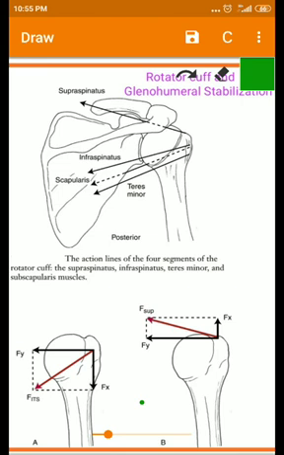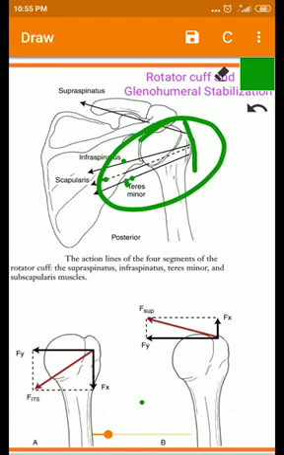Okay, so now the action of the deltoid and the combined actions of the infraspinatus, teres minor and the subscapularis form a force couple.